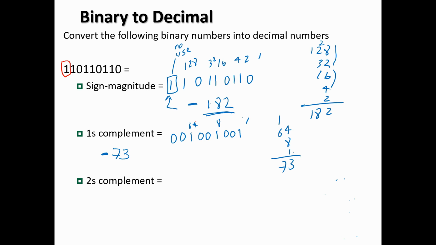74, minus 74, maybe that's your guess? Okay, let's just double check. So starting from the right, we're going to copy the first 0, copy the first 1, and then invert. So we have a 0, 1, 0, 0, 1, 0, 0. Okay, and so now we convert this. So 1, 2, 4, 8, 16, 32, 64.